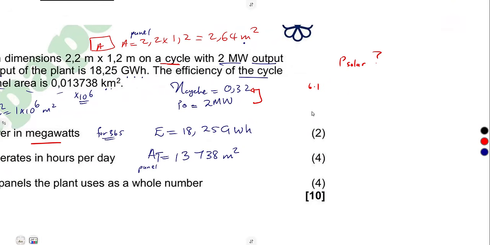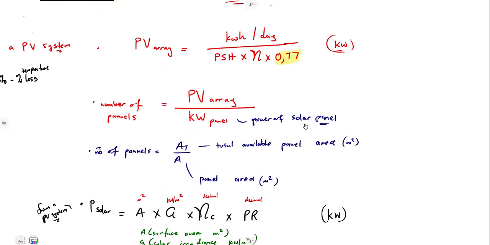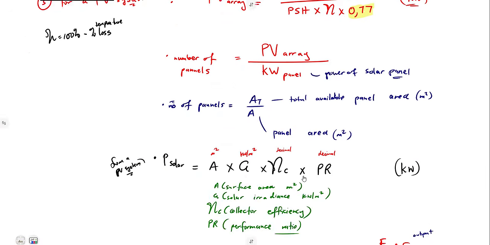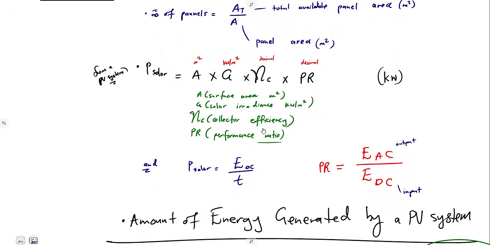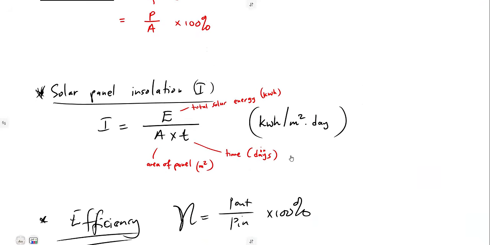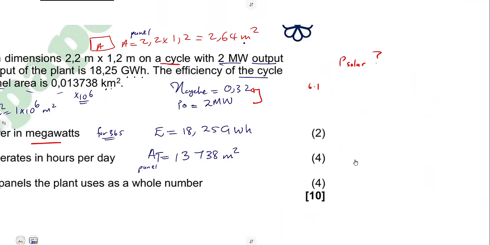From the cycle efficiency. Remember, we talked about the cycle efficiency from our notes here. I think I gave you those calculations, didn't I, guys, about the cycle efficiency? We just talked about the PR value, and the cycle efficiency is P out, which is the AC, over the P solar, which is the DC. So you can have it from there and calculate our solar power. From our cycle efficiency, it's simply going to be P out over P solar.